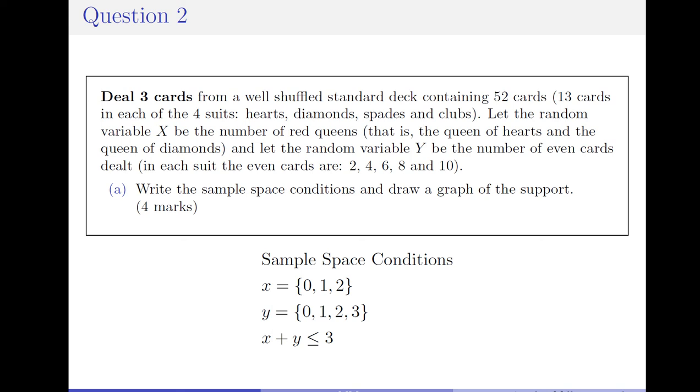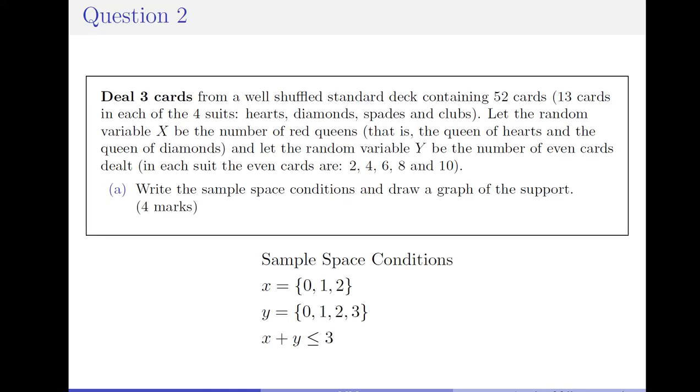Now what we do is we use these to draw the graph of the support. So the graph of the support, this is the finished version of it, and I'll explain to you how we did that. So all we do is we just take our points.